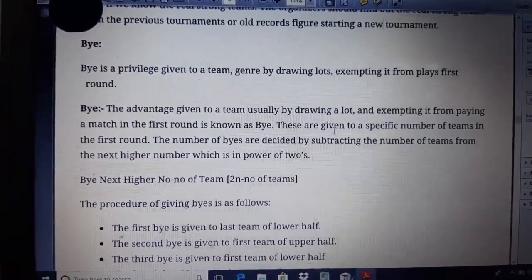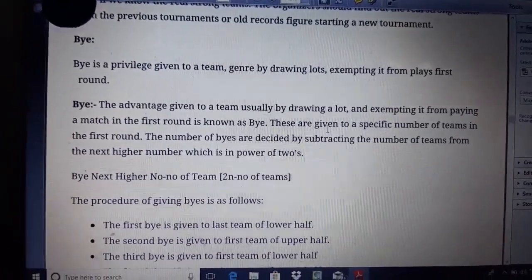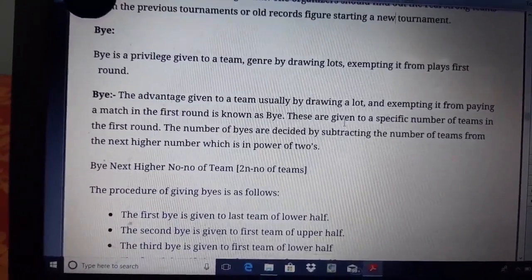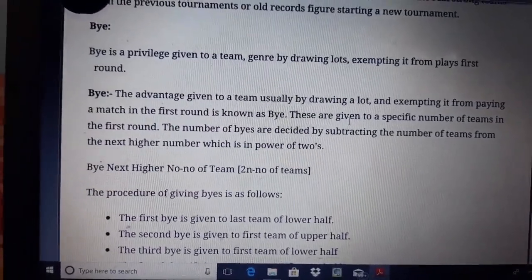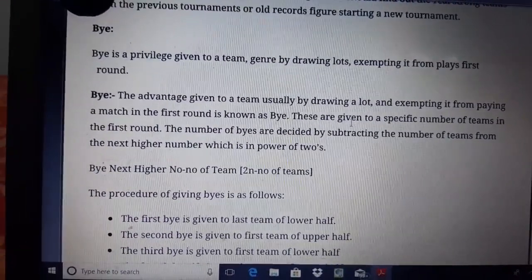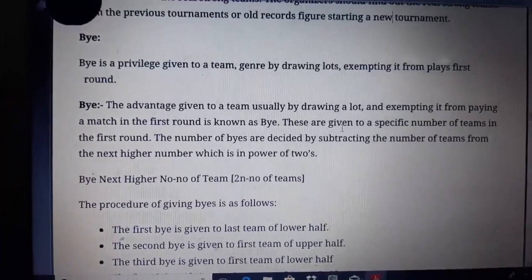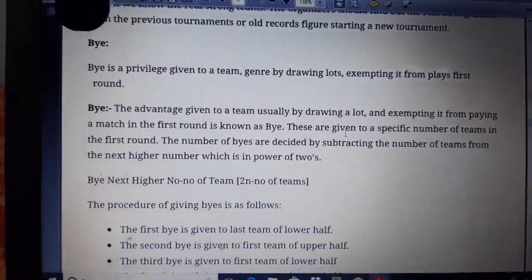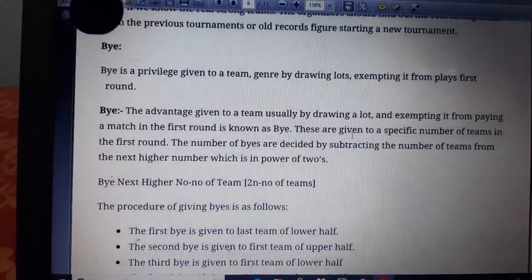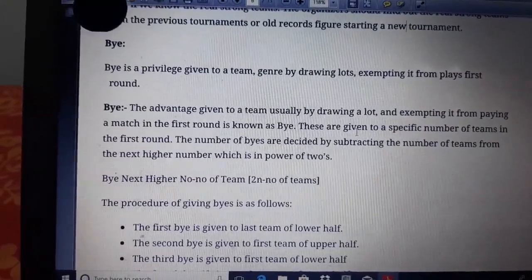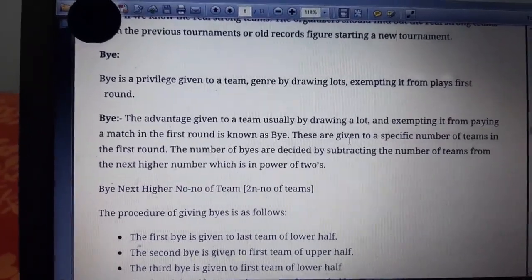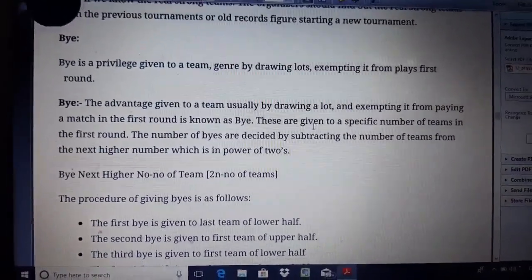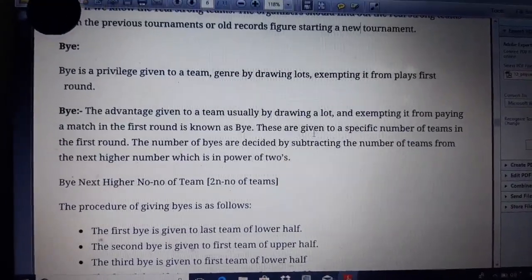Always remember, the most important thing is the next highest number of 2 in the power of 2. For example, you have 12 teams, so it is very simply understood that 6 will go in the upper half. There are two halves in the fixture. All the 12 teams can't be in one group, so to keep it simplified, we make a fixture of two halves.